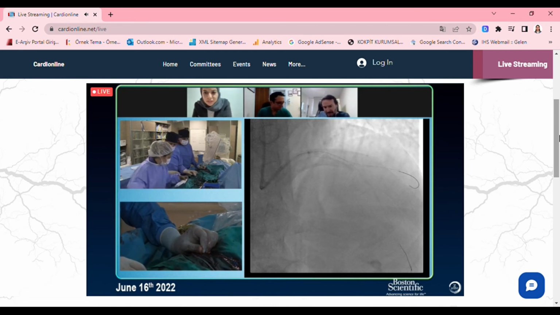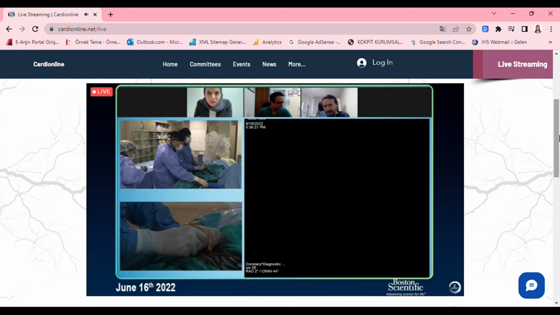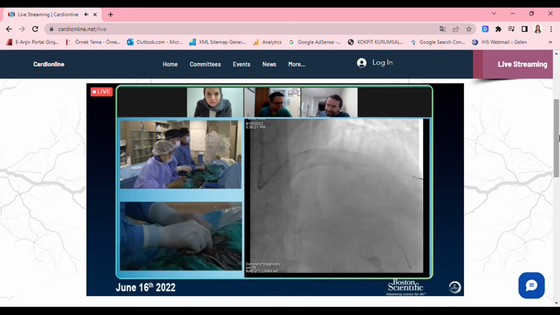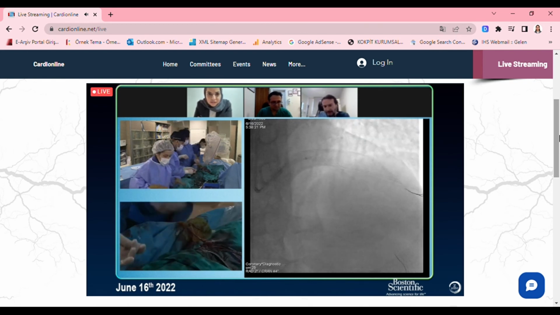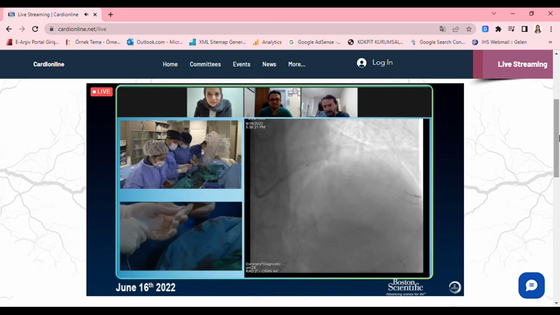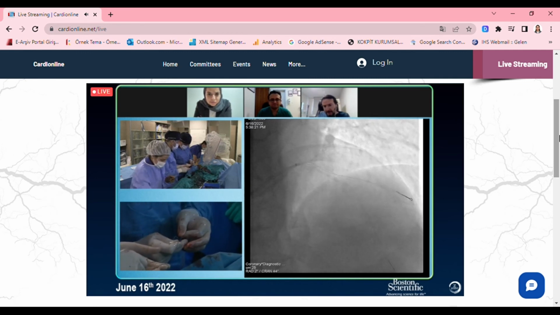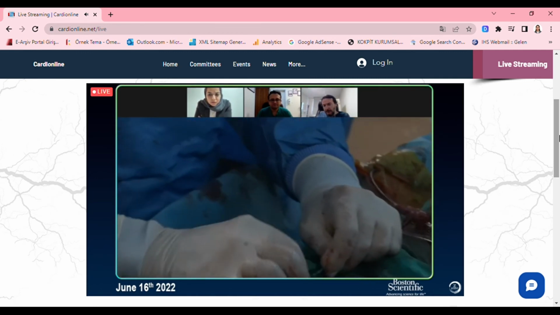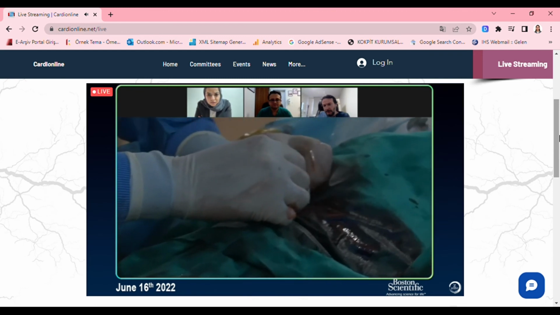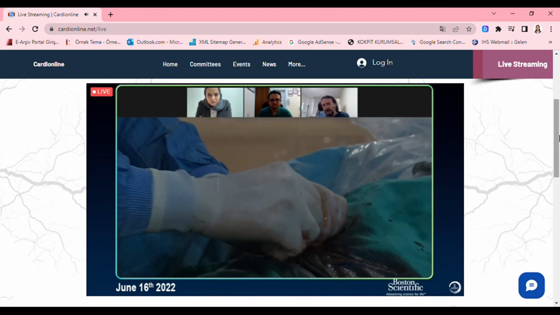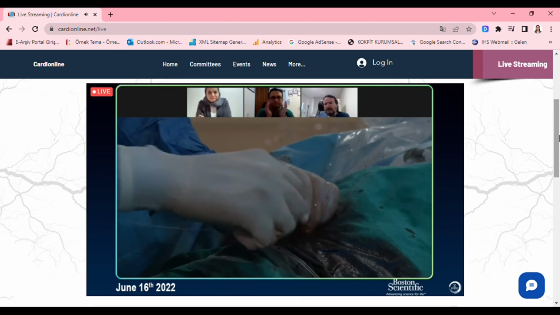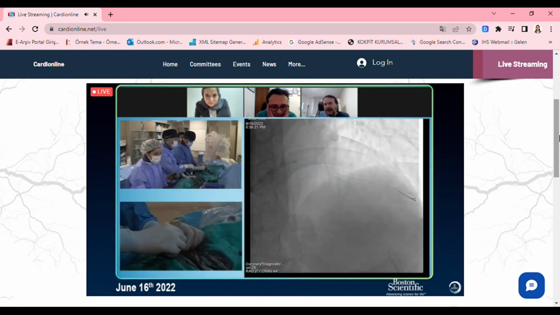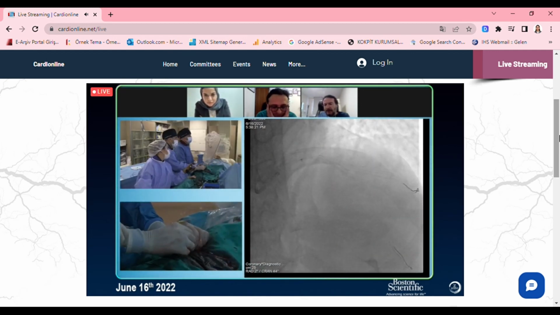I would advance it with the balloon ahead. I think it's better to. It's a long one. The guideliner will only shorten the calcified length of the artery now.